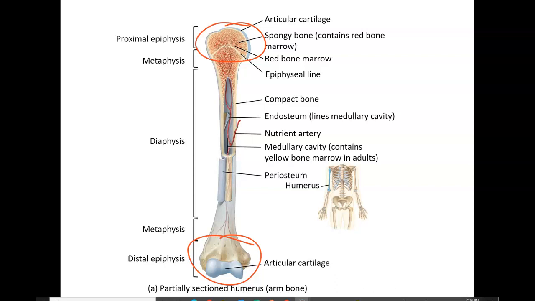Now, the in-between section before you get to the center is called the metaphysis, and that's going to be this section here, kind of where it starts to go from being bigger down to being thinner. And so that's your metaphysis, or metaphyses. That's a mouthful. Then you actually get into the long bone section here, which is referred to as the diaphysis. Or if you're talking about multiple ones, it's diaphyses. And so know those sections there.